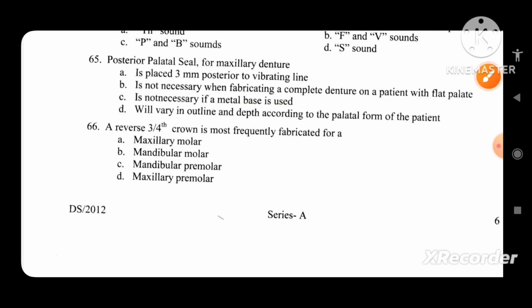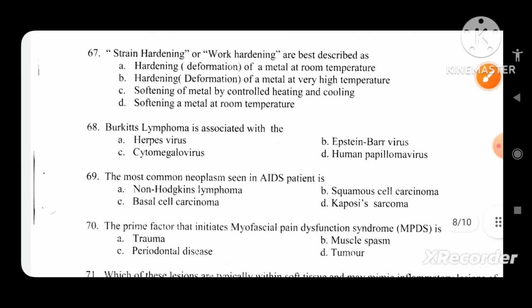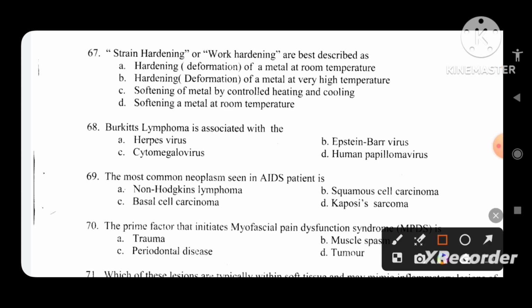Next question is strain hardening or work hardening are best described as. Options are hardening or deformation of a metal at room temperature, hardening of a metal at a very high temperature, softening of metal by controlling heating and cooling, softening a metal at room temperature. And the correct answer is hardening of a metal at room temperature. Strain hardening or work hardening means hardening of a metal at room temperature.